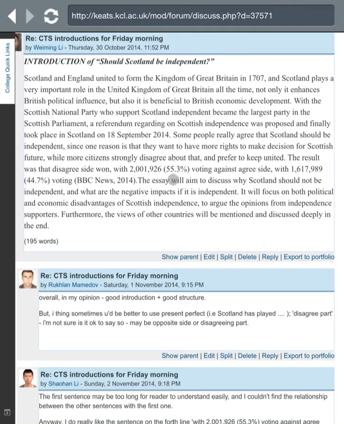You don't need to say the essay will aim, just that the essay aims, or the essay discusses. This essay will discuss why Scotland should not be independent and the negative aspects if it is independent. It seems then that you're not looking at the potential positive impacts on Scotland, and I think you should mention those things.